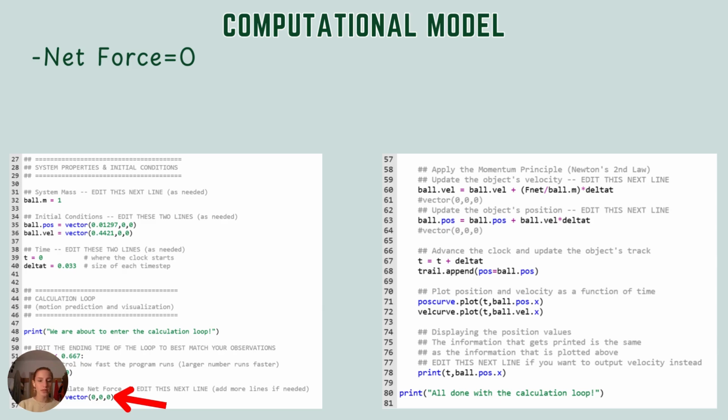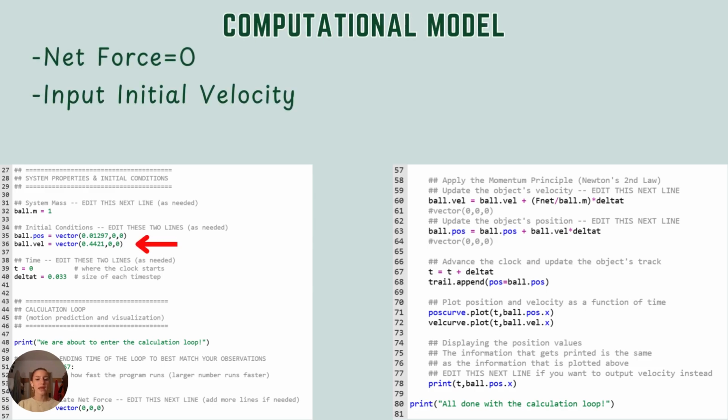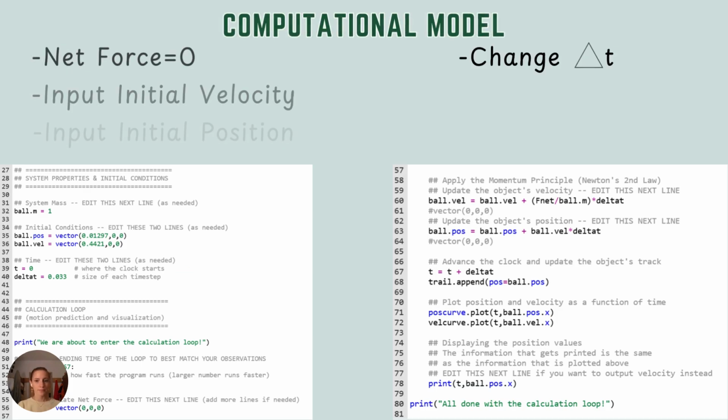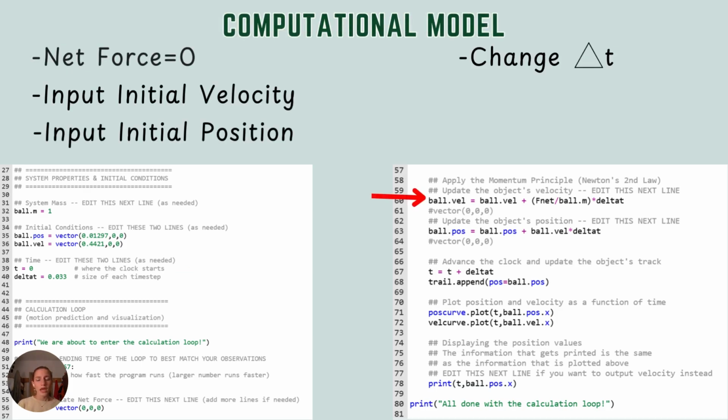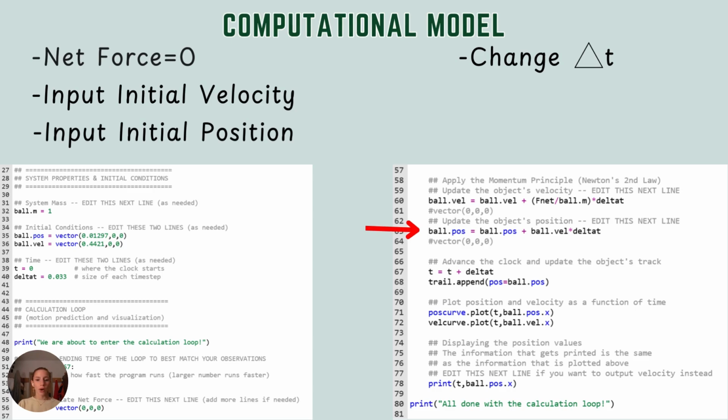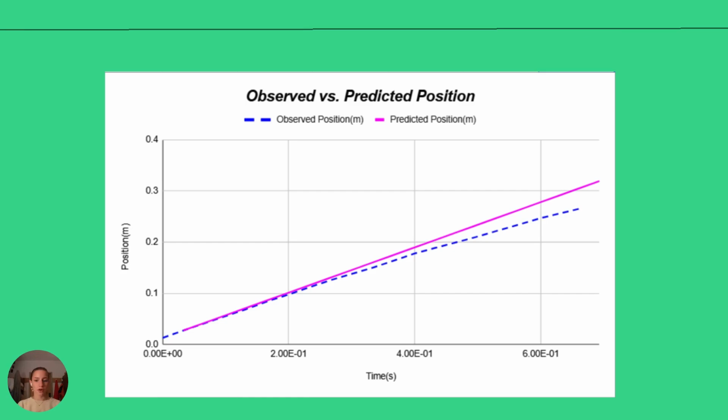Here we set the net force equal to 0 because, as we saw in the velocity update formula, if we want a constant velocity, the net force has to be equal to 0. We then input our initial velocity as well as our initial position. We also change delta t to be our time intervals, 0.033 seconds. The mass of the ball does not affect the ball's velocity, since according to the update formula, it will just equal 0 if the total force is equal to 0. And then we also insert our ball position, or our position formula, which we'll use to create the graph.